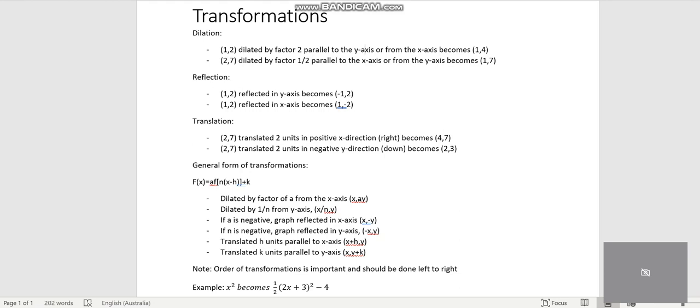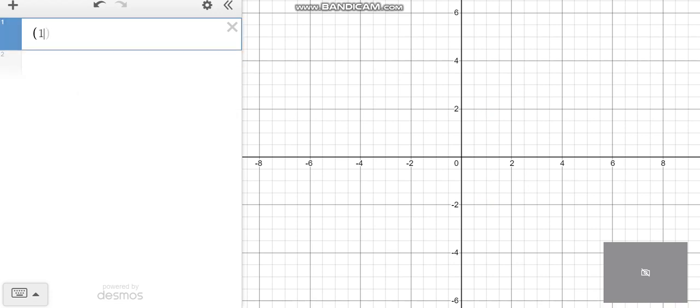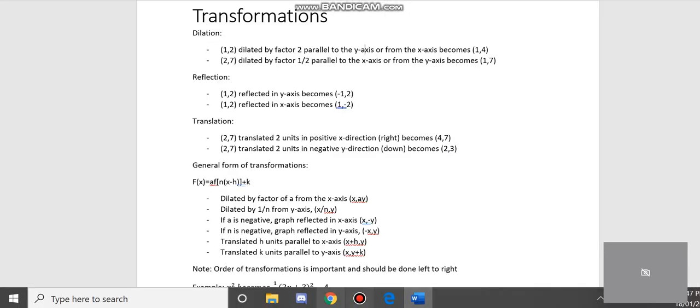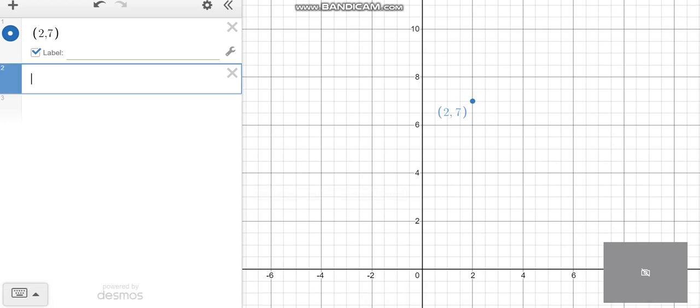Lastly, we're going to do translations. So that's kind of just moving the dot. So we have the point 2, 7 here, and we move it in the positive x direction. It becomes 4, 7.